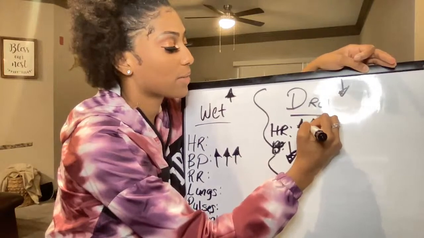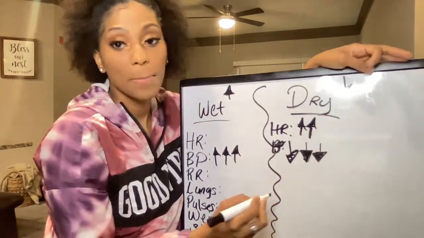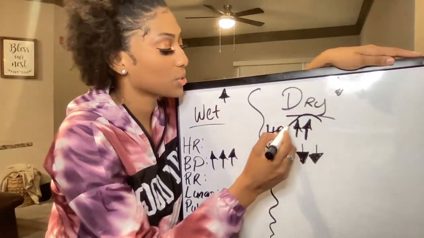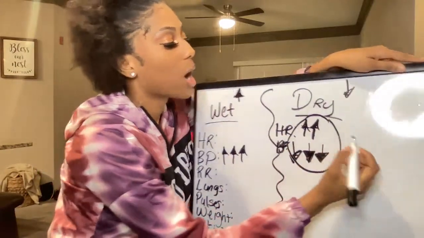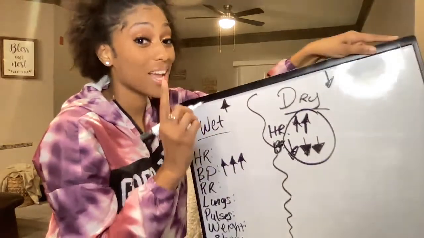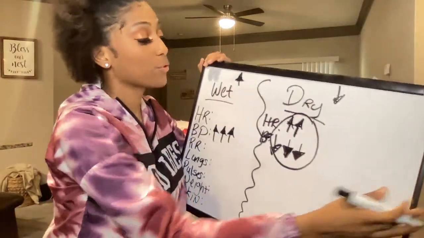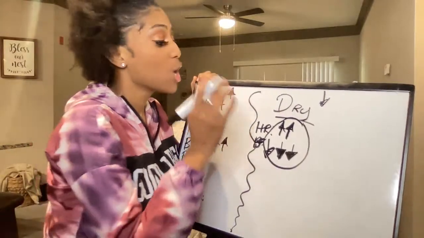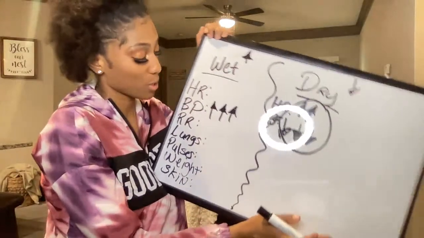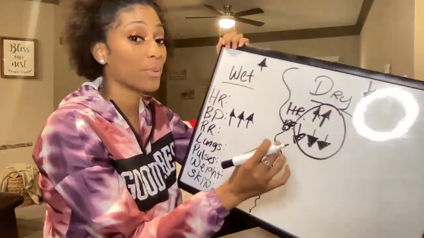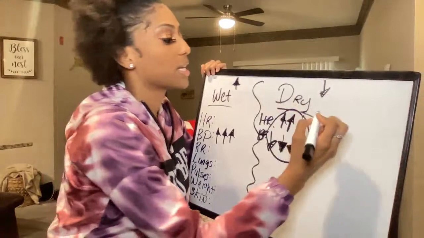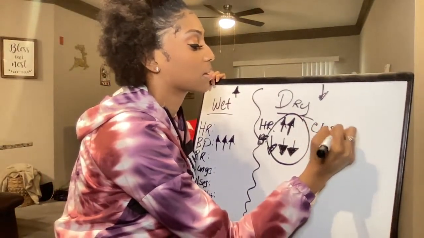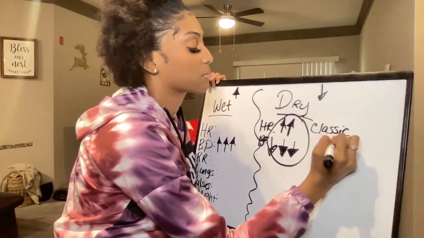At any time, if you guys have any questions, please ask them. Now, the key thing is these two things are the classic sign of a patient that's dehydrated. So if you're trying to figure out if the patient is hypo or hyper, if the patient has an increased heart rate and a decreased blood pressure, they are dehydrated. So this is a classic sign of a dry patient.